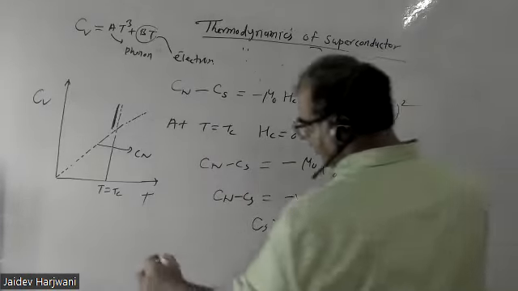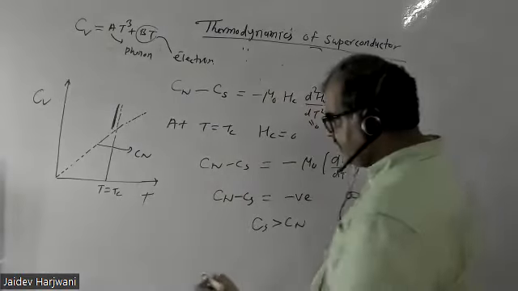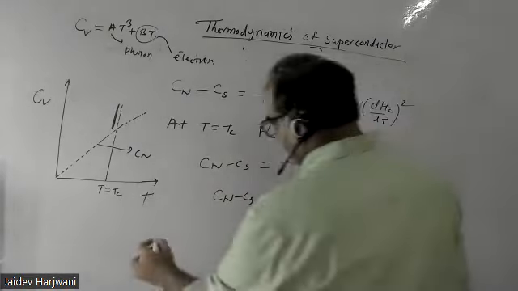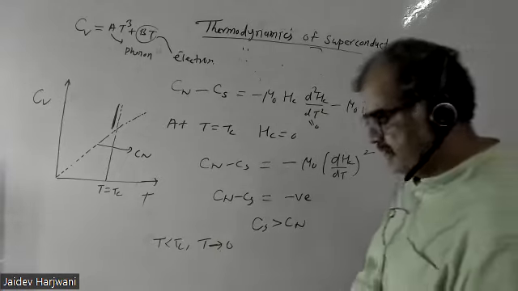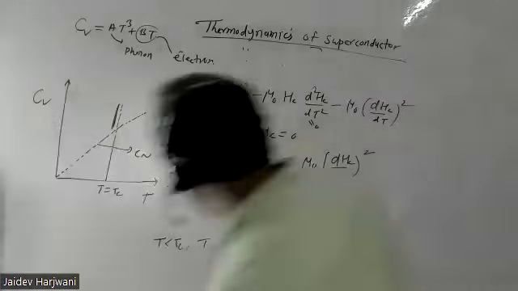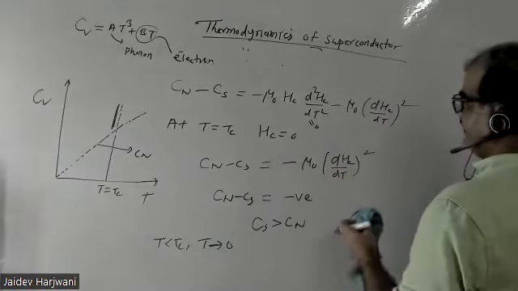Now if I want to see the behavior at T less than Tc, and most importantly when T tends to 0, near the freezing temperature, what is the behavior? If T tends to 0, what can I write?